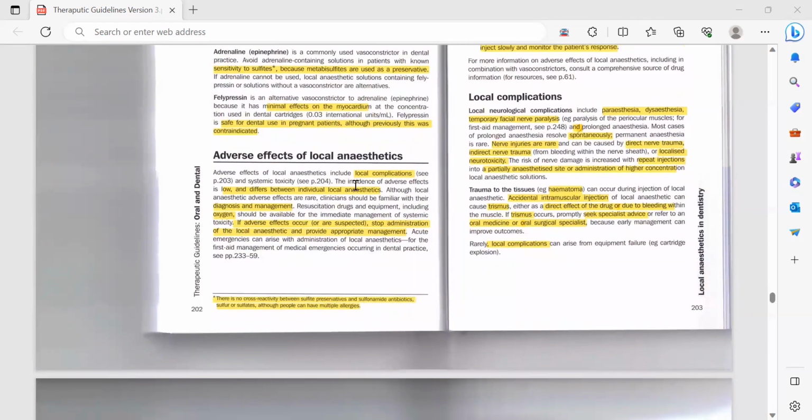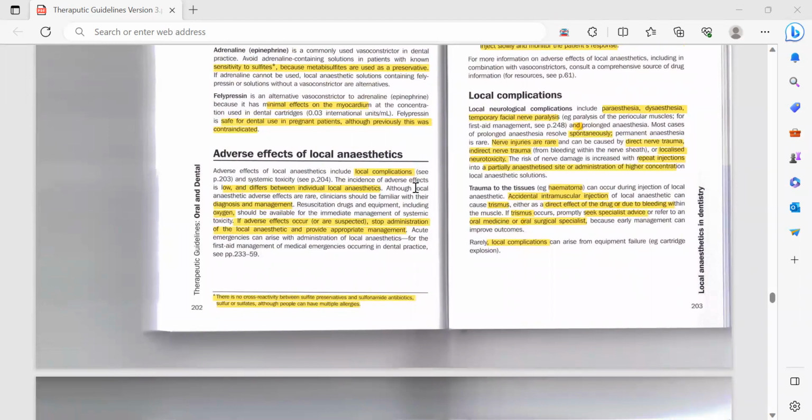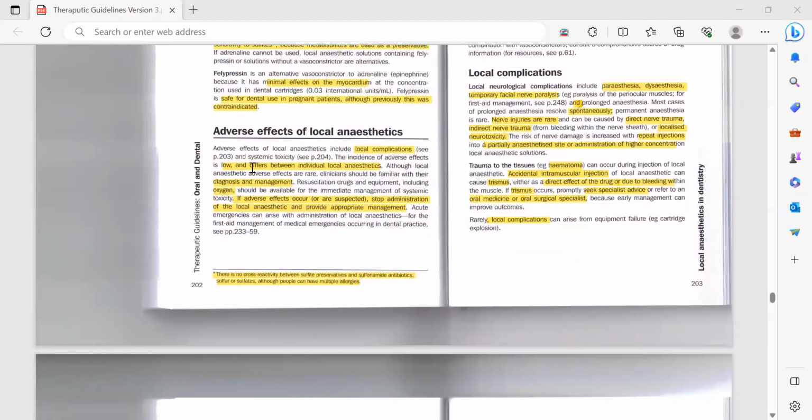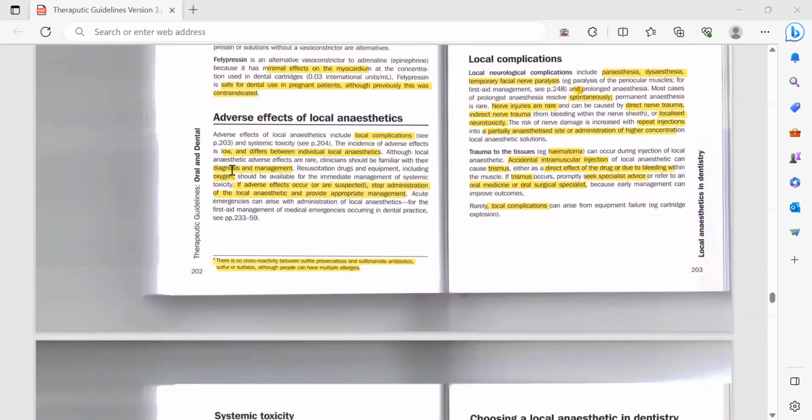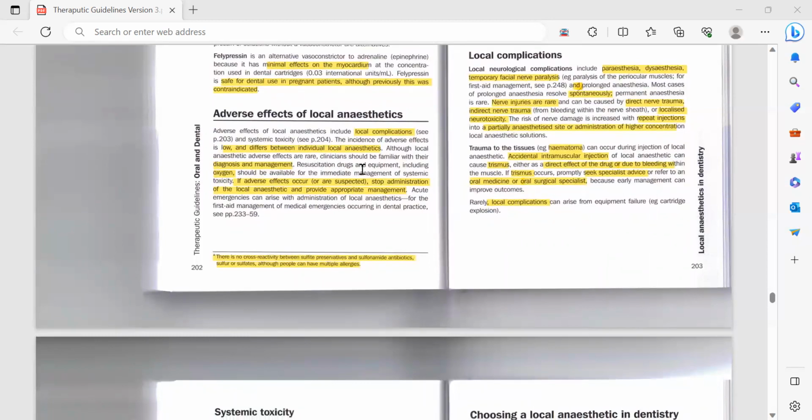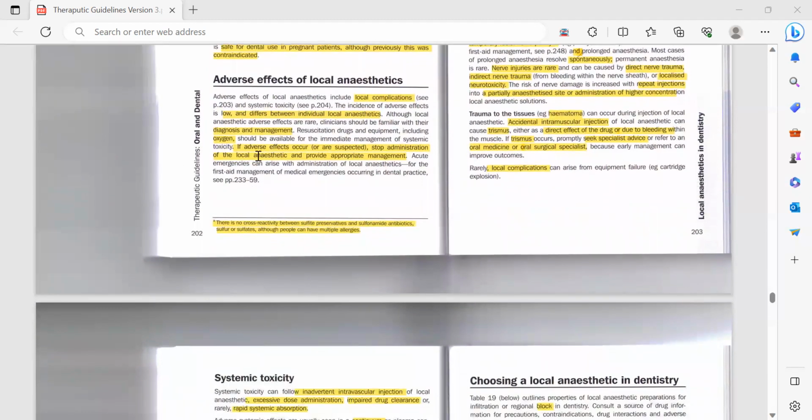There are two complications, the local one and the systemic one. The incidence of adverse effects is low and it also differs between individual local anesthetics. But you should be familiar with the diagnosis and how to manage it. You should have resuscitation drugs and equipment, including oxygen, available for immediate management of systemic toxicity. If adverse effects occur or are suspected, then you need to stop the LA and provide appropriate management. We will read it in the medical emergency topic.